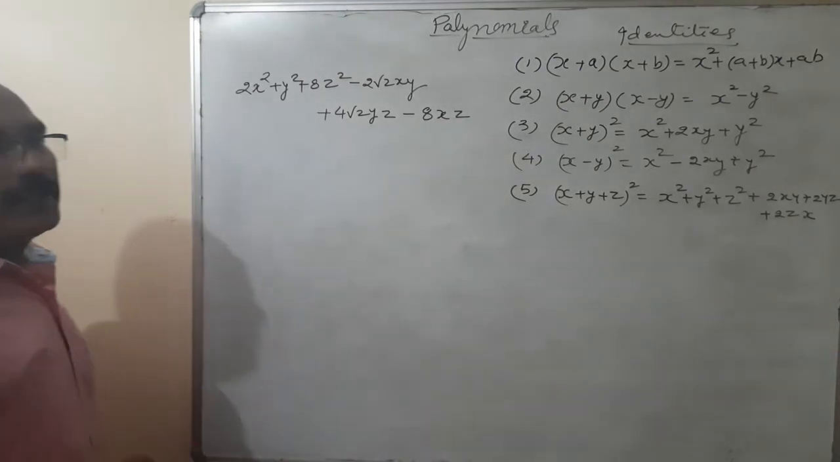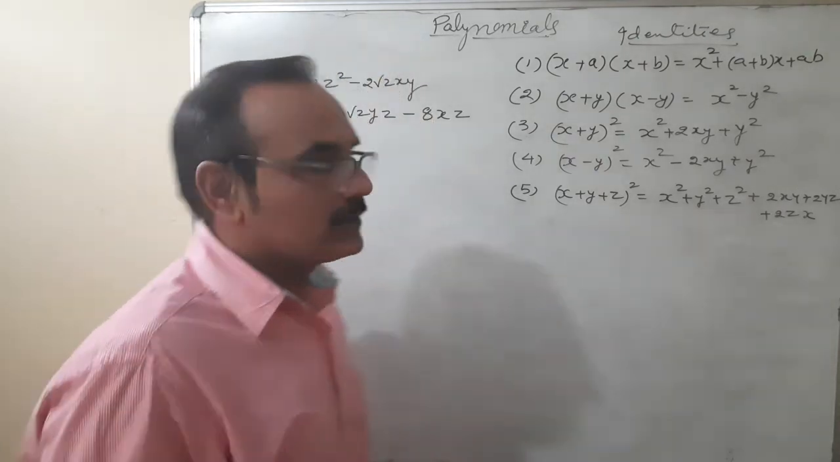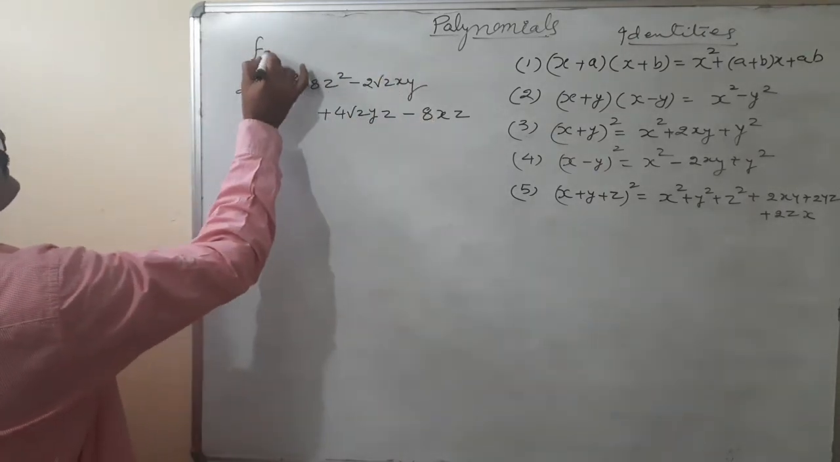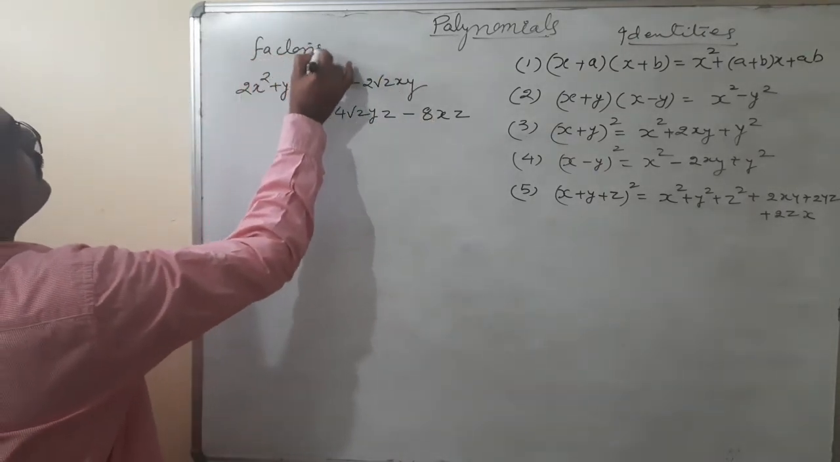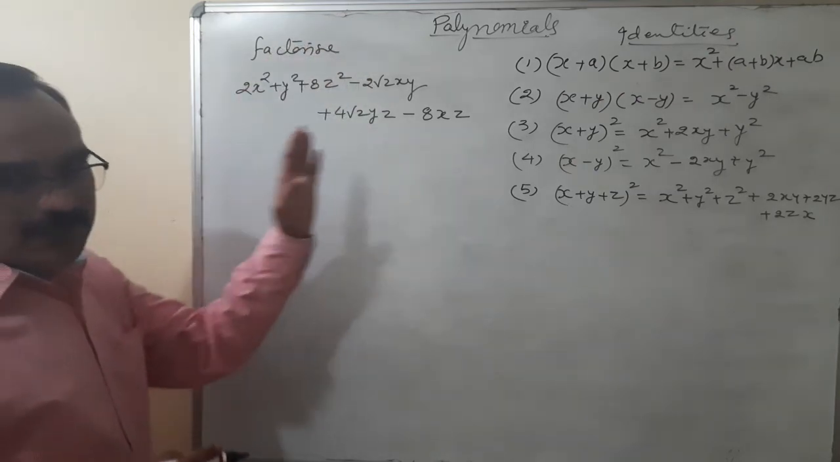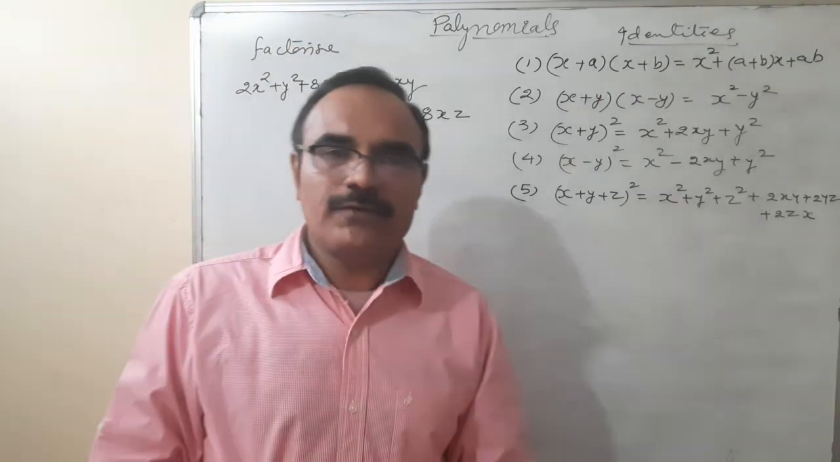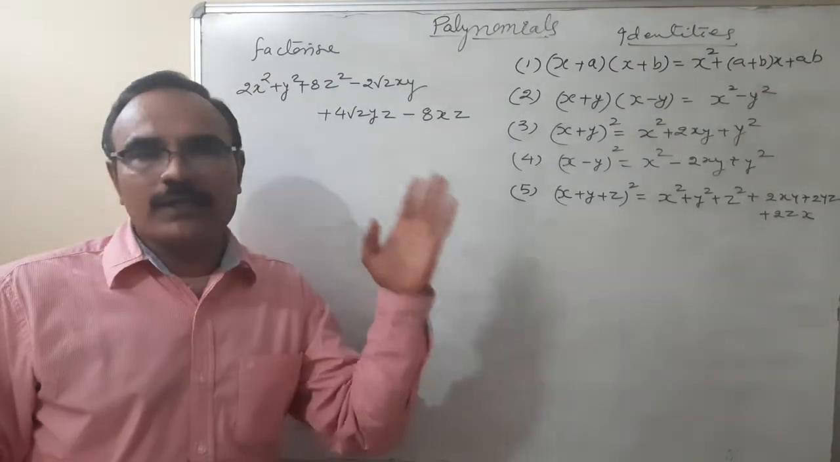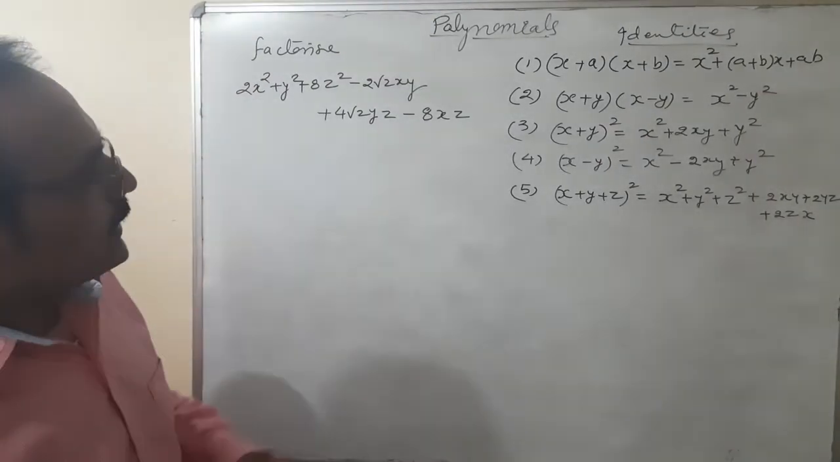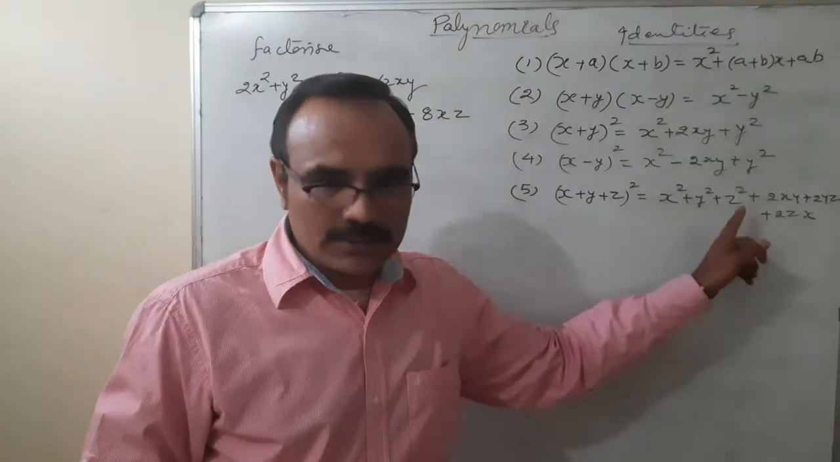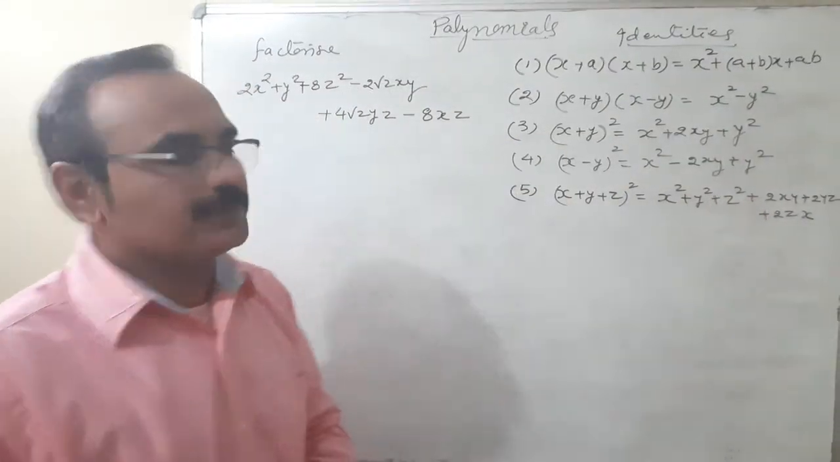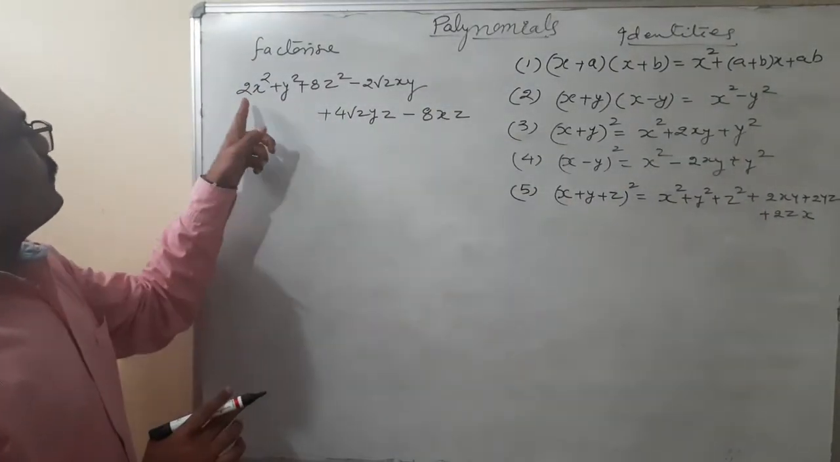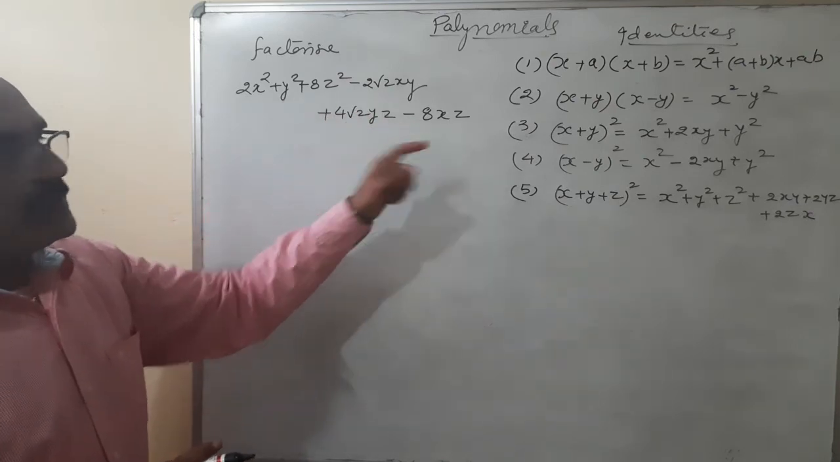This is the question. In this question, we are going to factorize. It is the expanded form of the term and we are converting it into factorized form. First of all, we are counting the total number of terms present here: 1, 2, 3, 4, 5, 6. Six terms means this is an identity which can be used here.